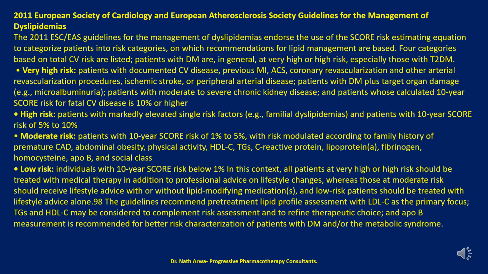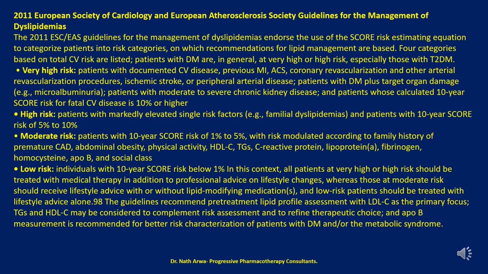Patients with markedly elevated single risk factors, e.g., familial dyslipidemias, and patients with 10-year score risk of 5% to 10%. 3. Moderate risk. Patients with 10-year score risk of 1% to 5%, with risk modulated according to family history of premature coronary artery disease, abdominal obesity, physical activity, HDL-C, triglycerides, C-reactive protein, lipoprotein A, fibrinogen, homocysteine, ApoB, and social class.